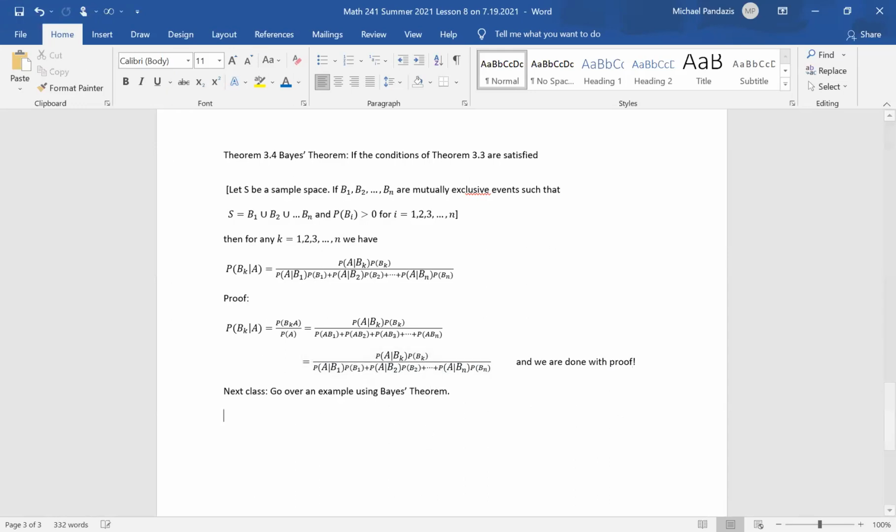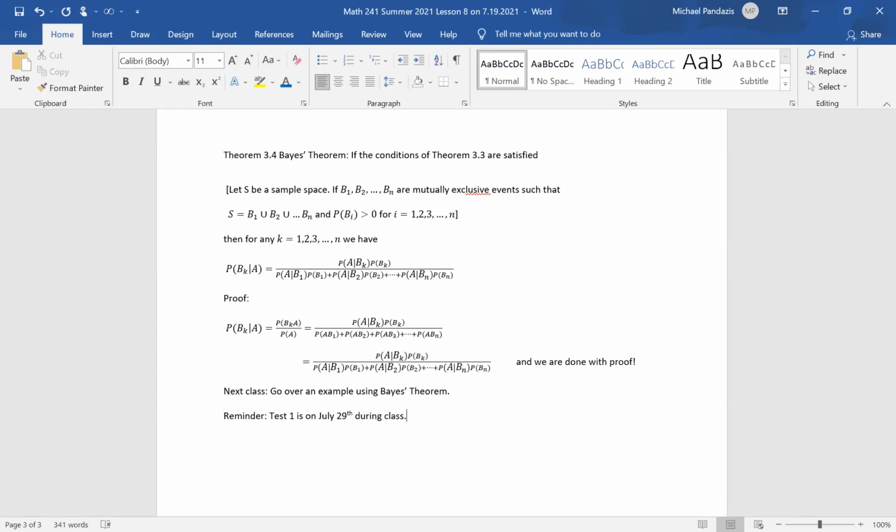So we're going to start class with an example that uses Bayes' theorem. And a reminder, I announced it last class: test 1 is on July 29th, and during class, right?